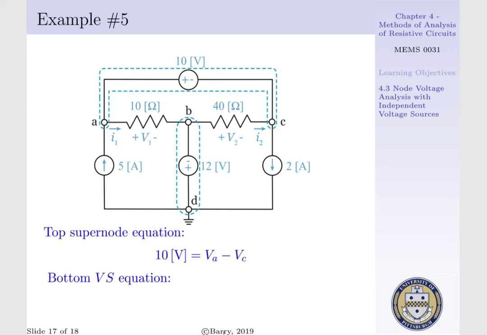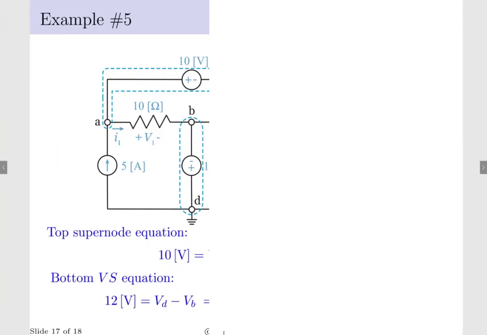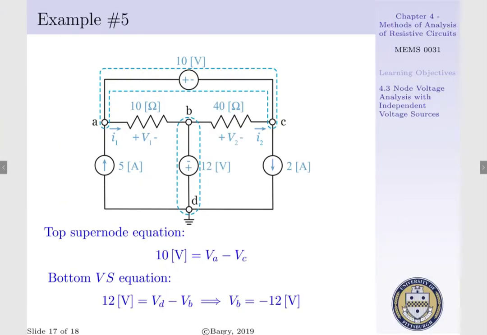Thus, we can say VD is equal to VB plus 12 volts, or 12 volts is equal to VD minus VB. In any instance, VD is equal to 0, and VB is found to be negative 12 volts.